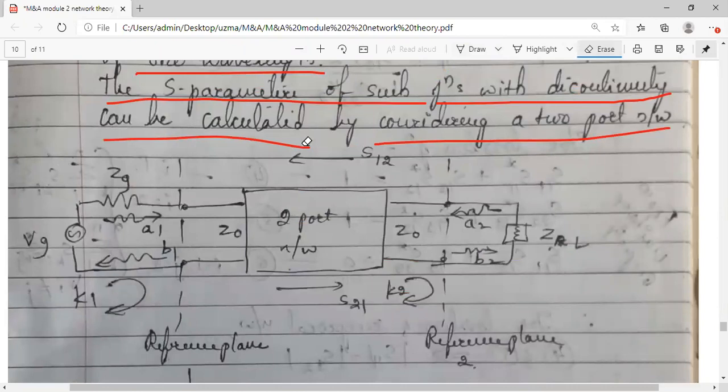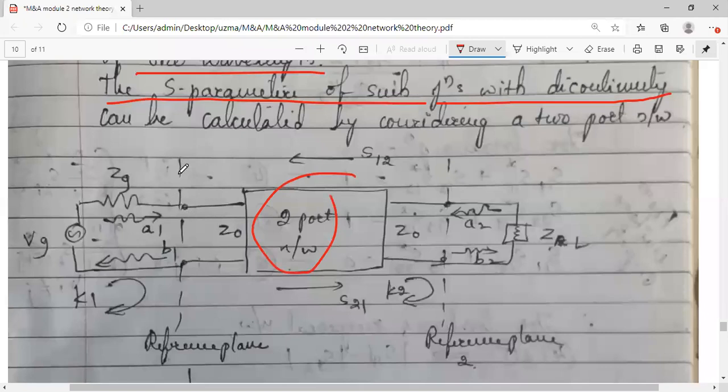Observe what all things are given in this. Assuming a two-port network, you have a reference plane here, first reference plane and second reference plane. It is a two-port network. This is your generator side. It has got its own impedance, input, then incident wave, reflected wave. Similarly, on the other side, you have ZL. Load is there. You have incident wave, reflected wave.